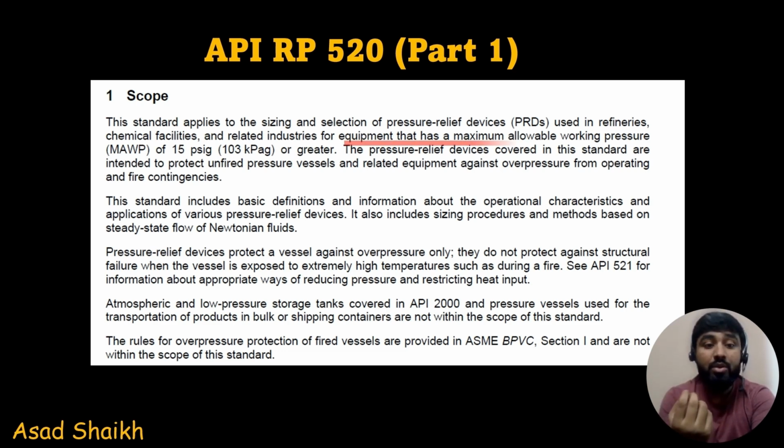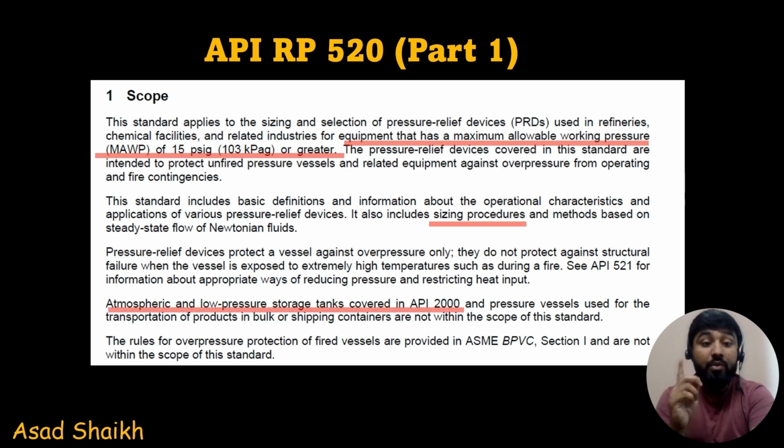So if you see here, it says very clearly the equipment that has a maximum allowable working pressure of 15 psig or greater. So we got to know the first rule, it has to be at least greater than 15 psig, and this will include all the things such as sizing procedures. And also remember that if your tank is having atmospheric or low pressure application, then API 2000 is still the standard to go for, and this standard will not be applicable in that case.